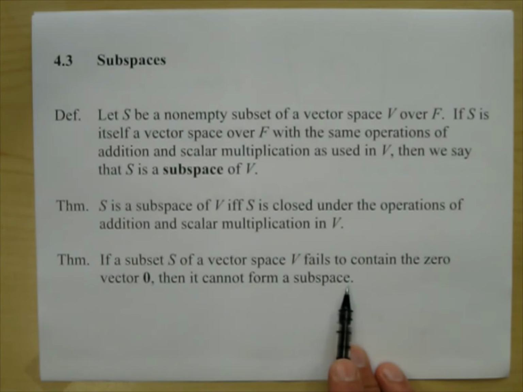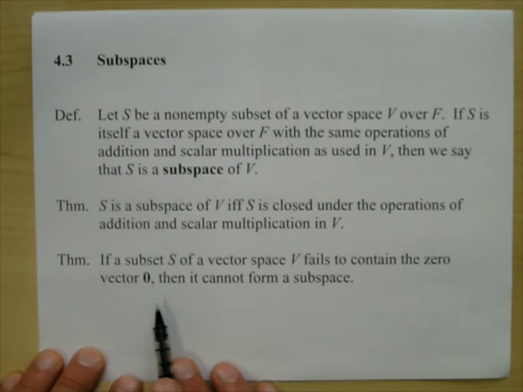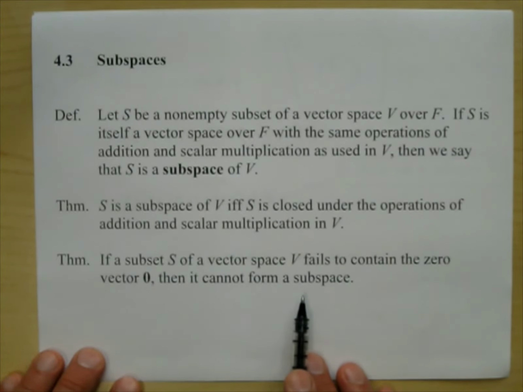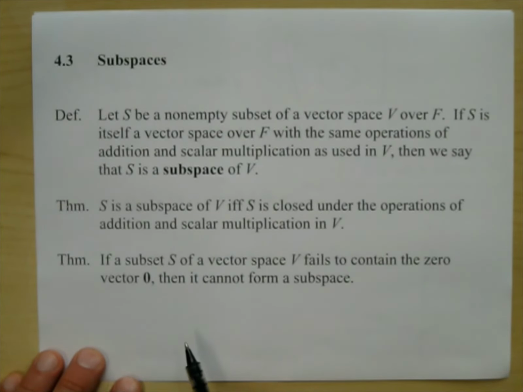You don't even have to check the axioms. Now, the converse is not the same. You can't go, oh, it includes the 0 vector, I'm done. Then you still have to check the axioms, because we will see examples where the set contains the 0 vector, but one of the axioms is still broken.